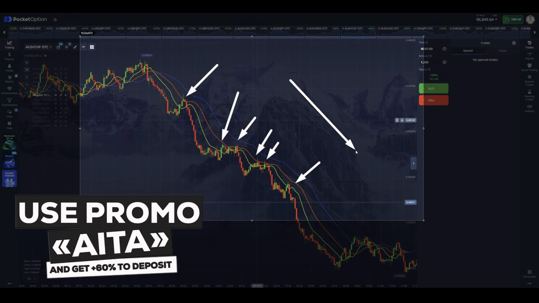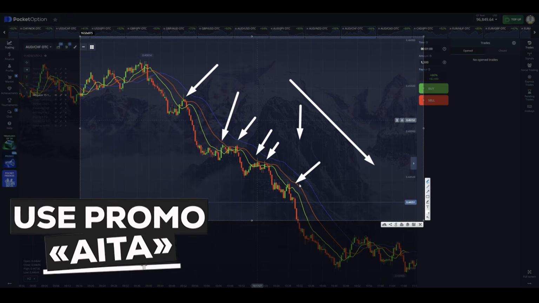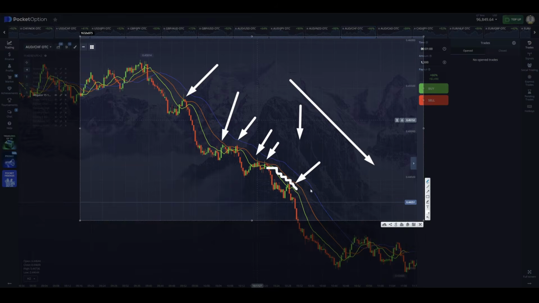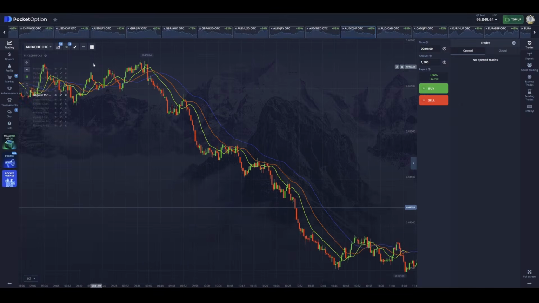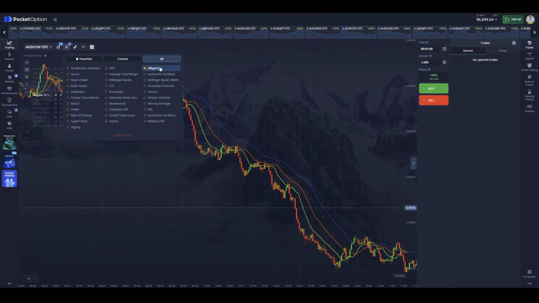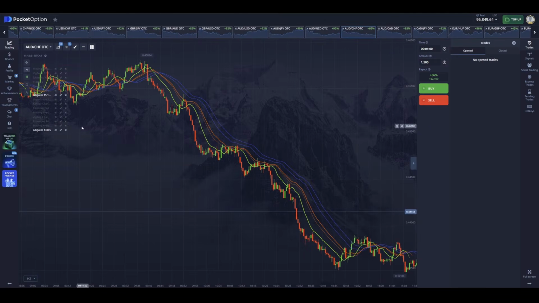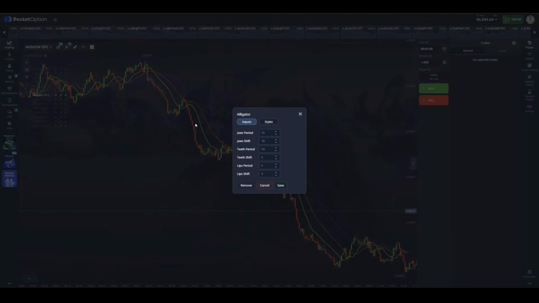In other words, we're trading with the trend. If you see a downward movement, you open trades to the downside. When the price enters this specific range, you open a trade accordingly and make money on it. To add this indicator, go to Indicators, and right here, click on Alligator. It will be added for you, but you need to tweak it a bit. So you can just copy these settings. These are the settings that actually work and bring in profit.